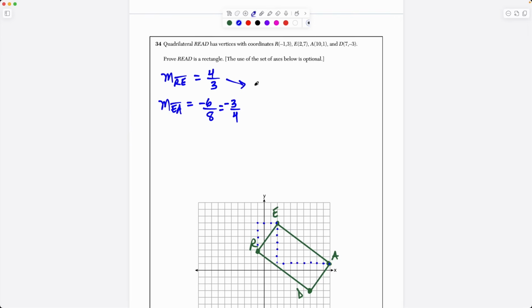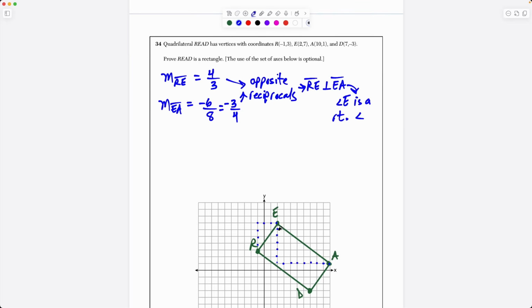But then notice that these two numbers are opposite reciprocals. And when you have slopes that are opposite reciprocals, this tells us that RE is perpendicular to EA. But I have to make one more statement here. I can't just stop here. I have to actually say that this tells us then that angle E is a right angle. Okay, and I'll just abbreviate like this. I'll say angle E is a right angle.